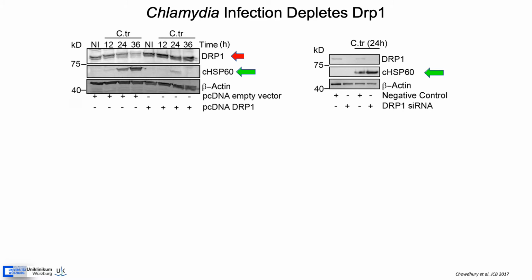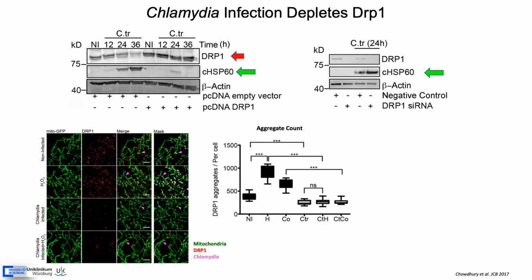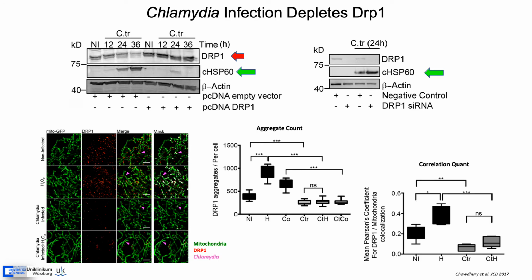In fact, chlamydial infection could not increase the DRP1 expression as well as its aggregation on mitochondria even under hydrogen peroxide and cobalt chloride stress. As you know, hydrogen peroxide and cobalt chloride are strong inducers of mitochondrial DRP1 aggregation and hence mitochondrial fission. We counted the DRP1 mitochondrial aggregation or rings to quantify this effect.